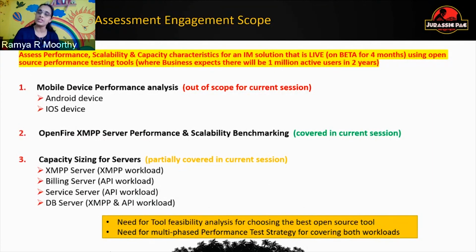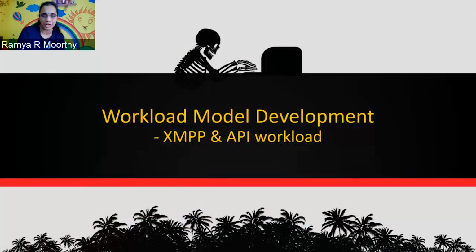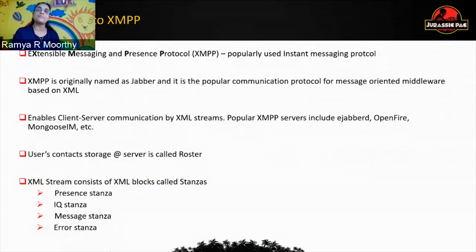So if you look at the bottom 2 points, with that seriousness, we realized we needed to do a full-fledged tool feasibility analysis to choose the best open source tool. The client was very particular about it. And there was also the need for a multi-phased performance testing strategy. Why do we need a multi-phased testing strategy? We know there are two different workloads, XMPP and API. Before I get on to that, I'll spend a minute talking about XMPP. We all know XMPP is one of the popular messaging protocols. It has been in the market for more than 2 decades, and it started, I think, from the dot-com era.